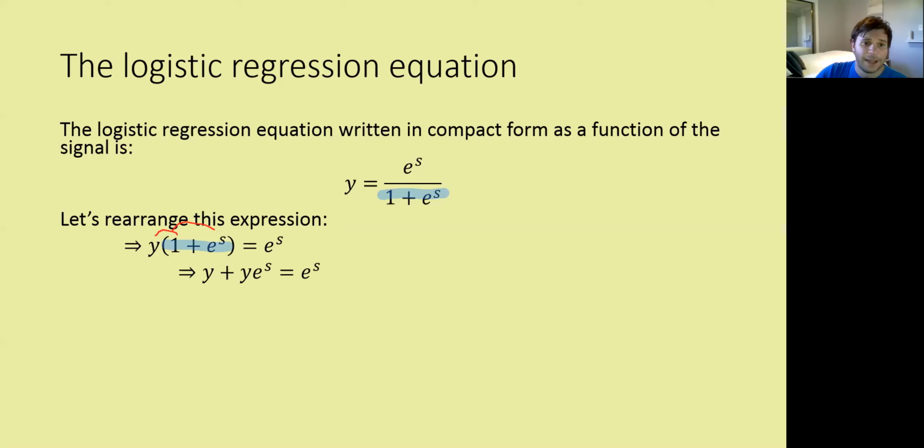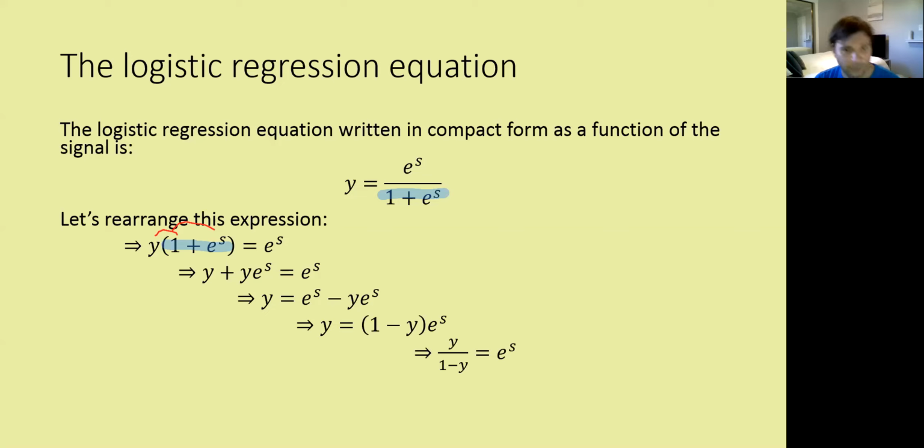So let's add the y e to the S term back over to the right. Let's move that over. And we can factor out an e to the S on the right-hand side now. That leaves us with 1 minus y times e to the S. Then I'm going to divide through by 1 minus y. You'll notice we almost have S by itself, but we have that number e, the natural number, 2.7 something. And you might remember from your algebra or calc class, the inverse function of that is the natural log function.